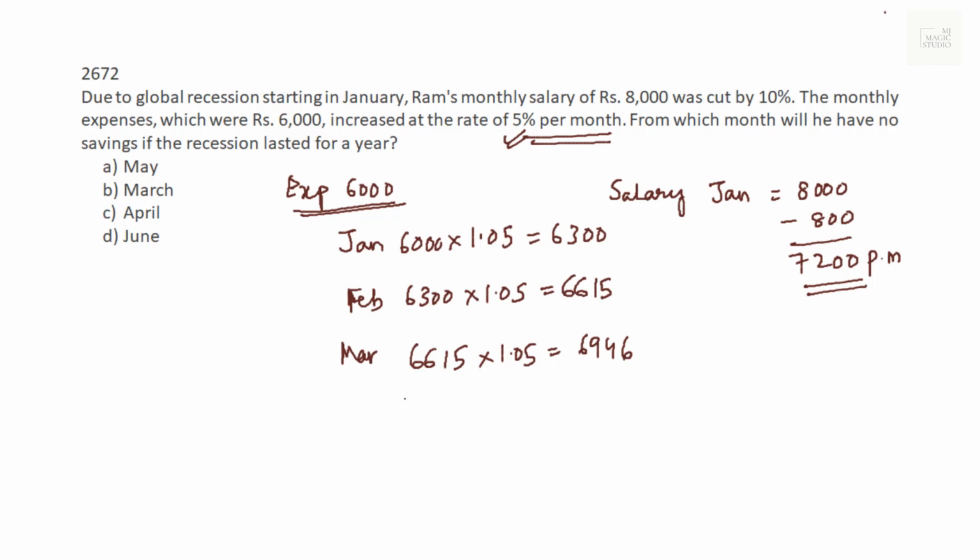Here also he is saving, and it is quite evident that in April it would be 6,946 into 1.05. That will give us 7,294, and in this month his expenses are more than his salary. From which month will he have no savings? From the month of April he will have no savings at all.